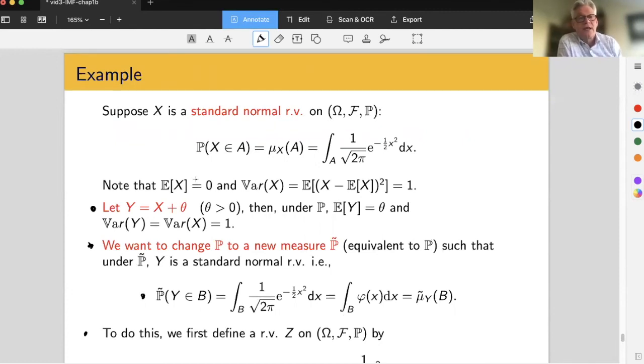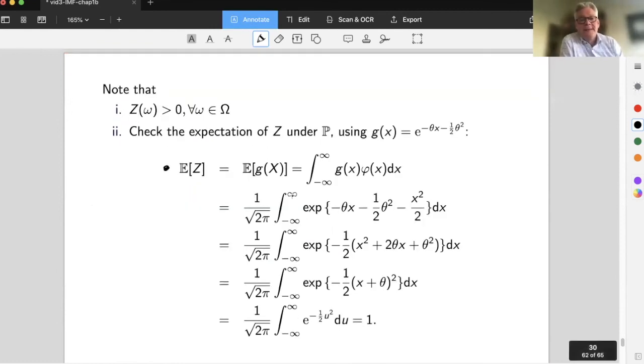Our P looks like this. So it's under P. So this is what we get for the expected value of G of X. And we can write that out. We know our G. It's written down here. We know our phi. And then putting them together, we end up with 1 over the square root of 2 pi, which we can take out of the integral.